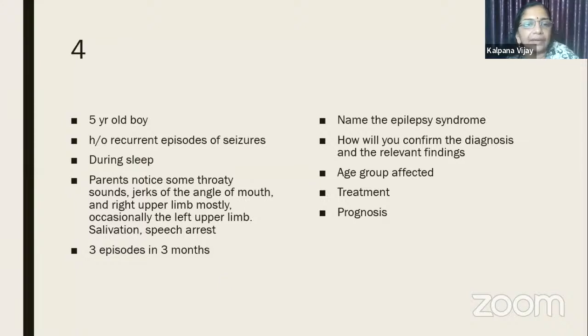That was the previous idea. Now the idea has changed, but I think in Nelson it is mentioned like that. If it is very infrequent, there is no need for treatment. And if it is frequent, you can treat with either carbamazepine or valproate. That is what is given in Nelson.